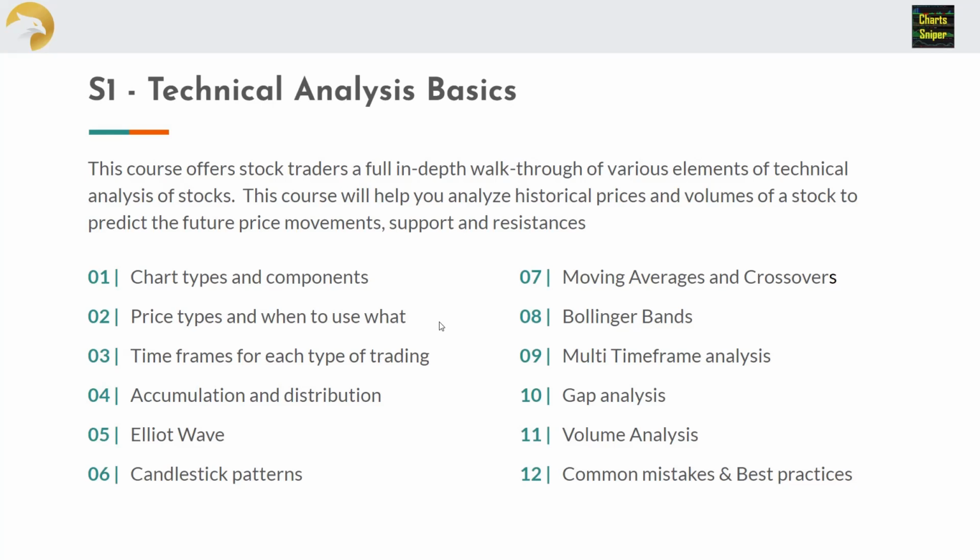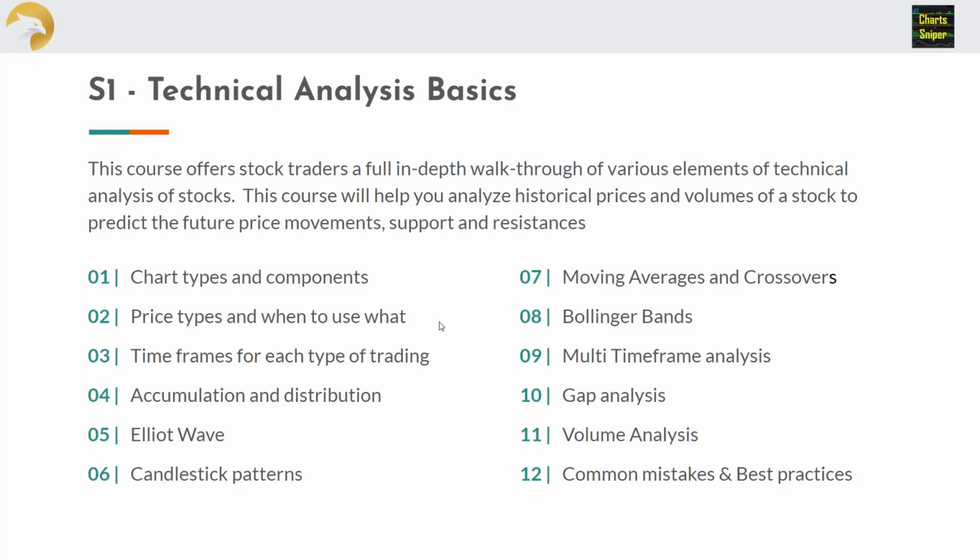So the first one that we're looking at is basics. So what are the different chart types? What are the price types? And what time frame should I use? I get this question frequently. I'm a day trader. What time frames do you typically use? And how to identify if a stock is in an accumulation or distribution pattern, and understanding the Elliott wave concepts to understand if there is going to be a correction wave or not.